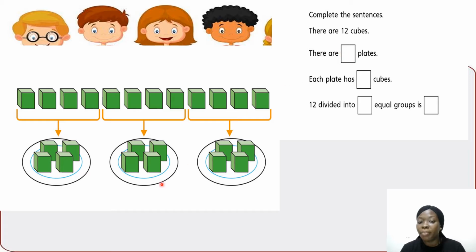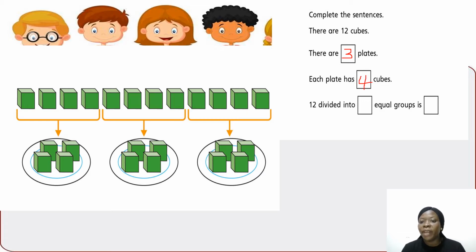And there are how many plates? Can we count the plates together? 1, 2, 3. So we're going to write in the box here, there are 3 plates. And each plate has got how many cubes? Let's count the cubes together. 1, 2, 3, 4. 1, 2, 3, 4. 1, 2, 3, 4. So each plate has got 4 cubes. We're going to write 4 here.